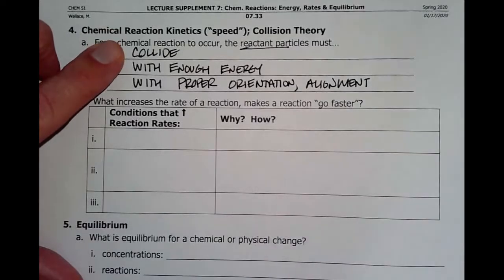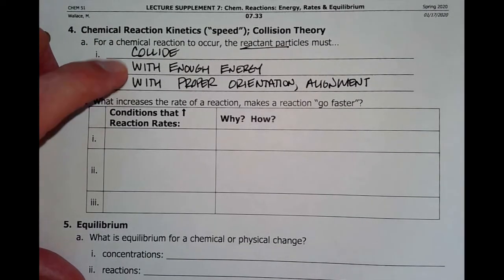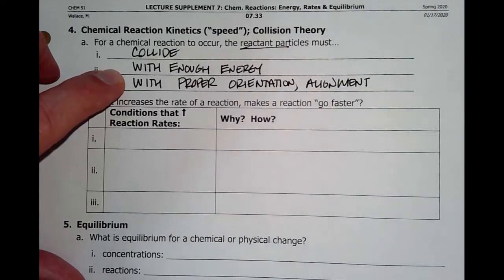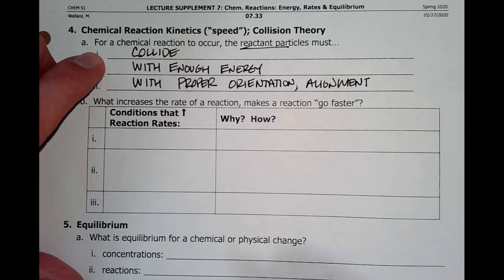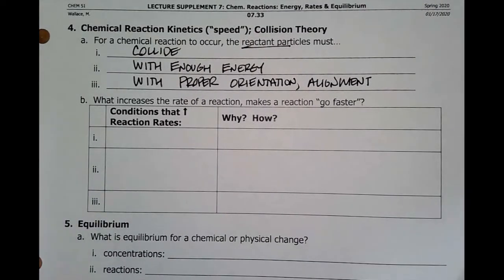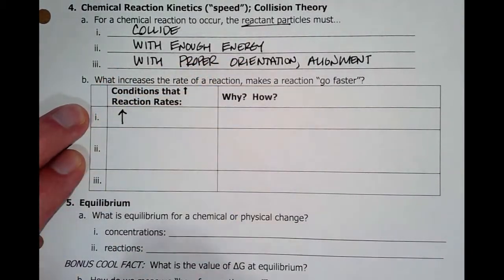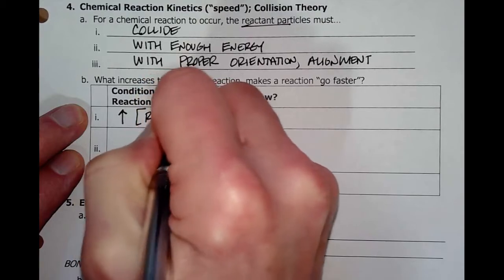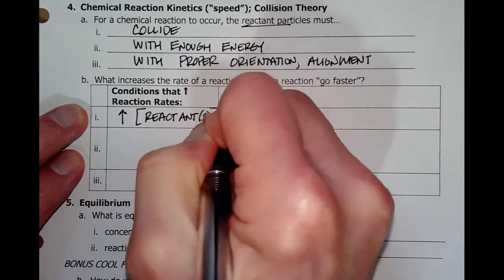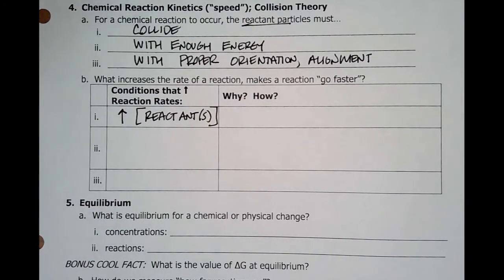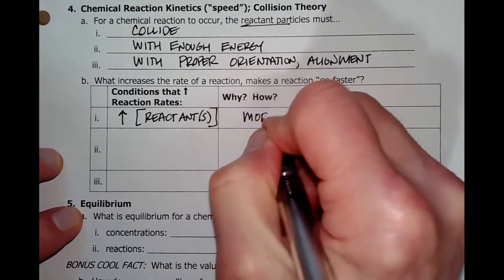So that's our system. Particles have to collide. They've got to collide with enough energy, and the collisions have to be the right orientation, the right angle, the right alignment to make a reaction happen. Well, knowing that, we can talk about how you can increase or decrease the rate of a reaction. Well, the first thing I can do is increase the reactant concentration. If you put more reactant particles, there's just more opportunities for them to collide. You put more and more and more, they just increase the likelihood they're going to collide. You increase the frequency they're going to collide. So let's just say more opportunities for collisions.